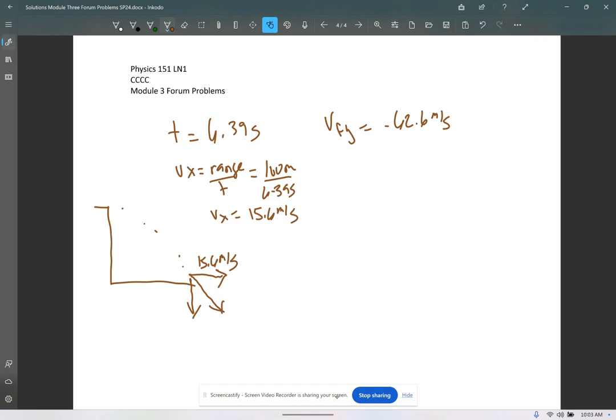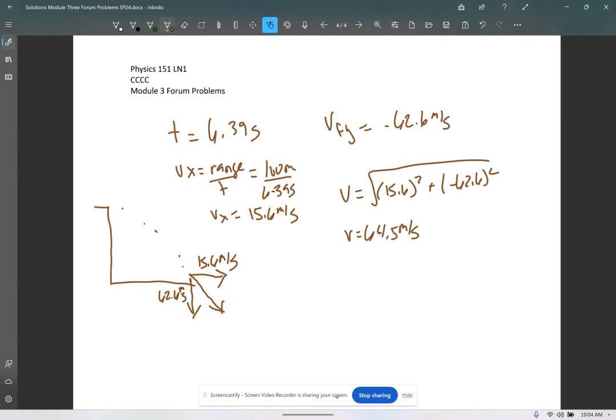So this is 15.6 meters per second, and this is 62.6 meters per second. So if I want to know V, it's going to be the square root of 15.6 squared plus negative 62.6 squared. I'm just going to plug that in as a positive 62.6 squared plus 15.6 squared, and then I take the square root of that, and it's 64.5 meters per second.